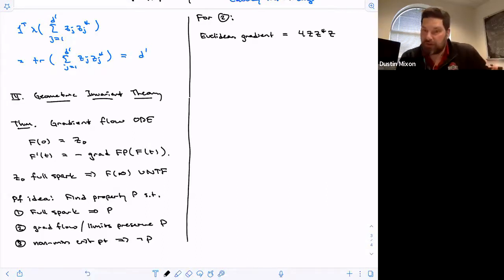The Riemannian gradient is obtained by projecting the Euclidean gradient onto the tangent space to SDN at Z.